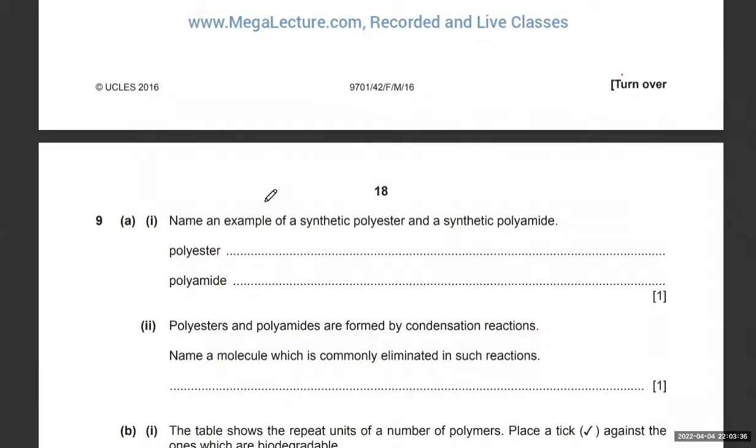So this one, name an example of a synthetic polyester and a polyamide. This one is Terylene, and polyamide, that's nylon. Or you can also add Kevlar, that's used in bulletproof jackets. Terylene is for clothes. Polyesters and polyamides are formed by condensation.